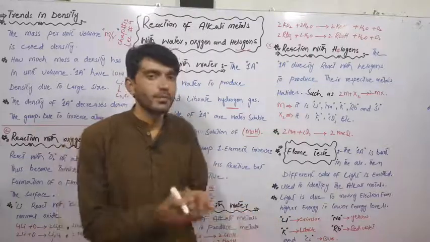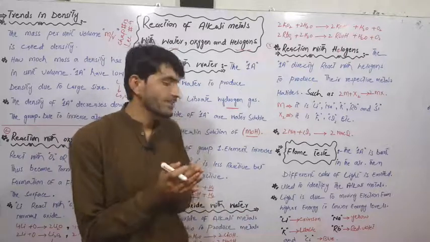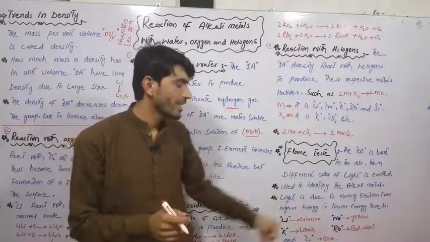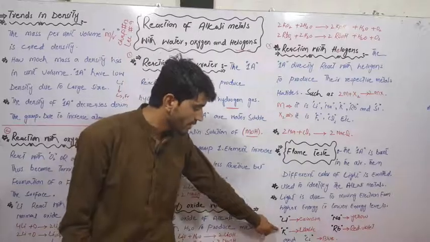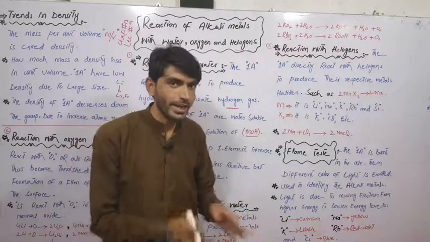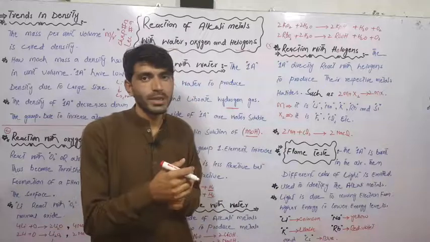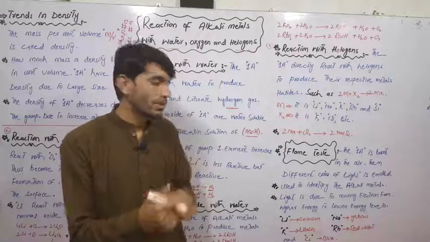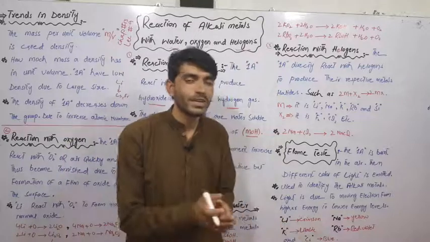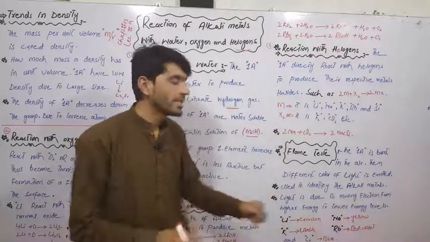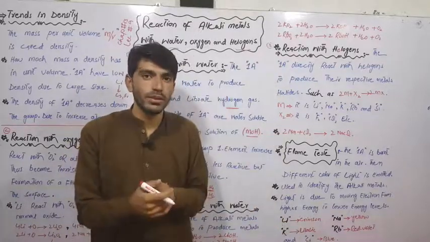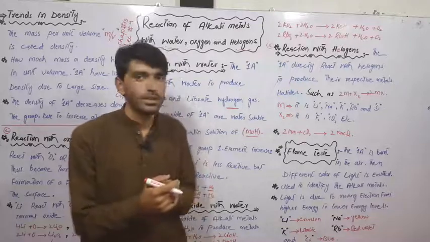First one is lithium. Lithium releases a crimson color, and sodium releases a yellow color, and so on. You see, potassium produces a lilac color whenever the electron moves from the excited state to the ground state, rubidium releases a red-violet color, and cesium releases a blue color. Clear? So this was the flame test which I explained.